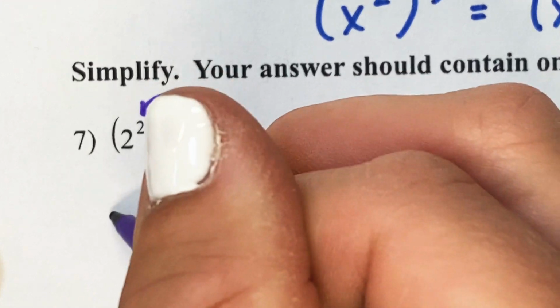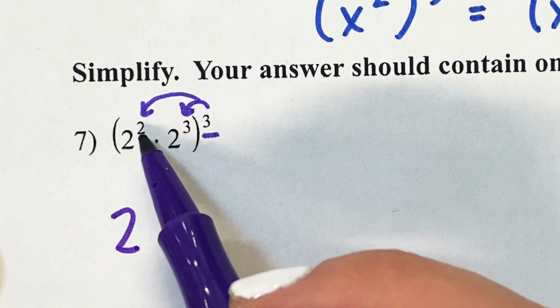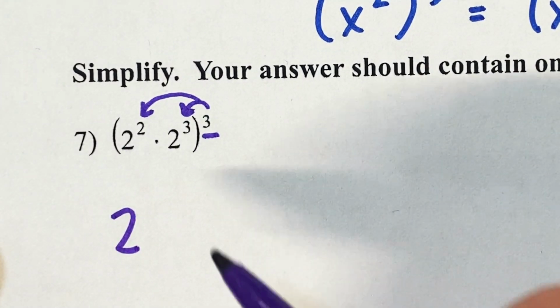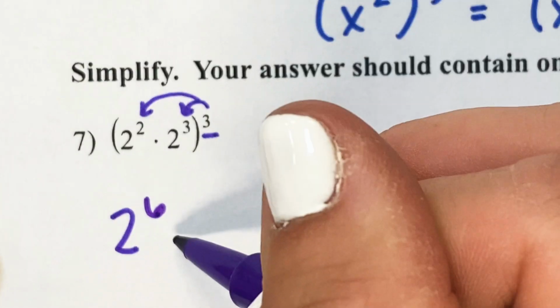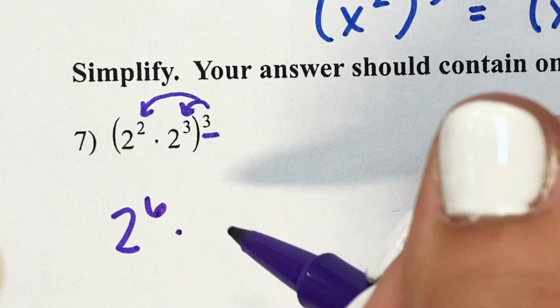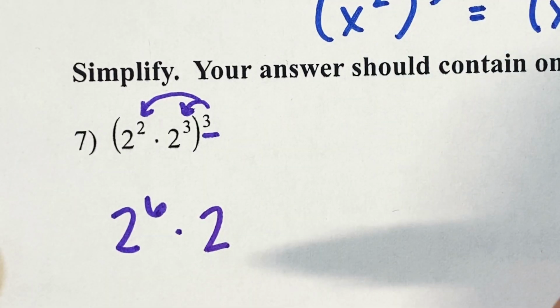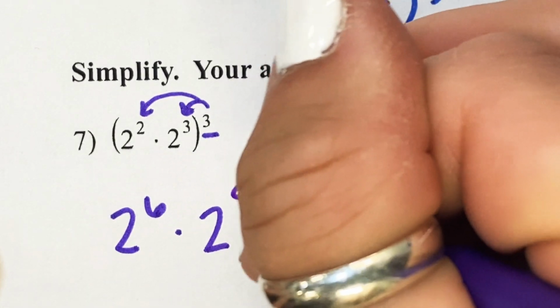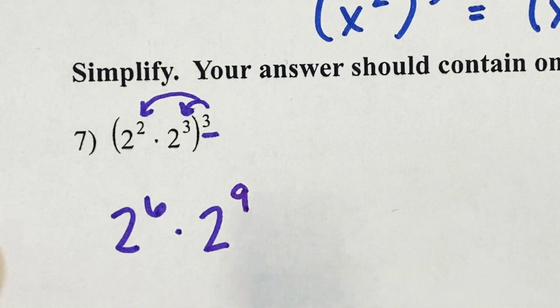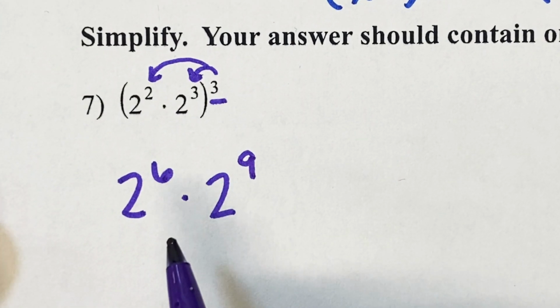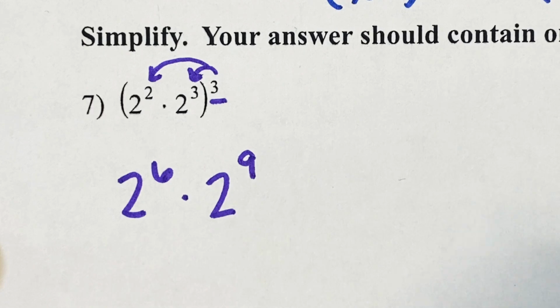So the first 2 is going to be to what power? What is 2 times 3? It's going to be 6. Okay, our second 2 is going to be to what power? What is 3 times 3? It's going to be 9. Okay, are we done simplifying? Okay, I see 2 2's here. That means we're not done simplifying.